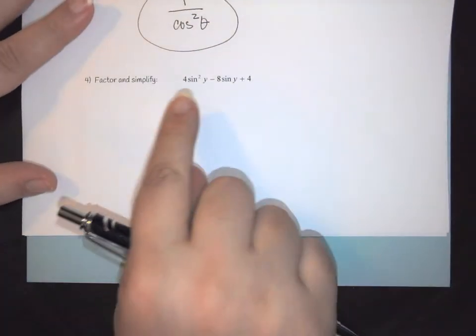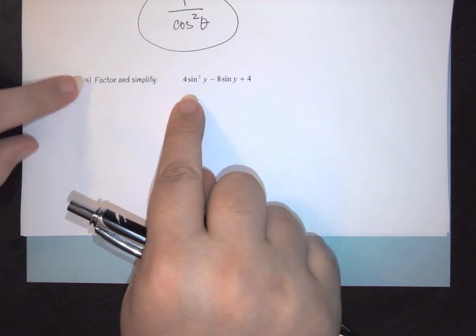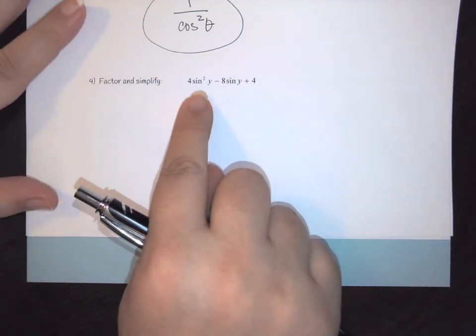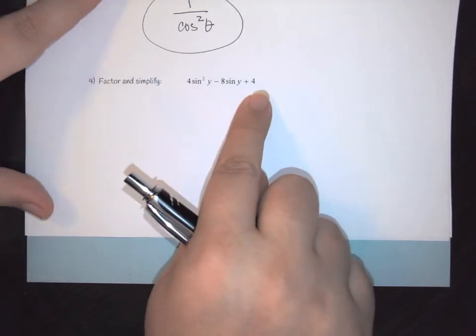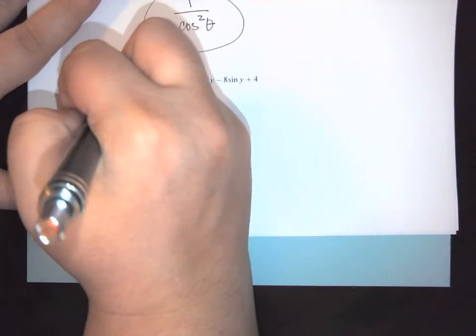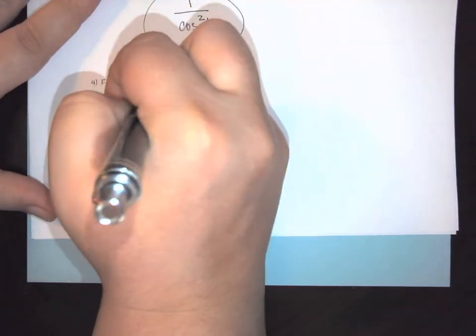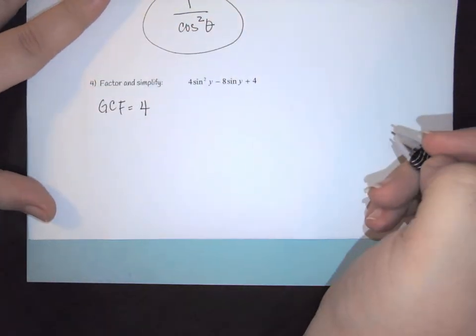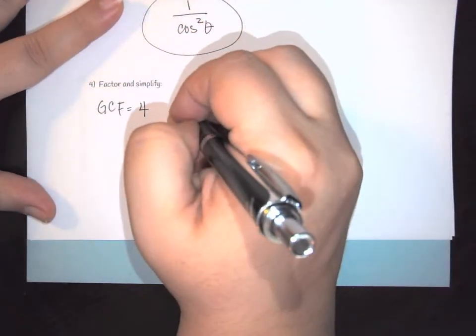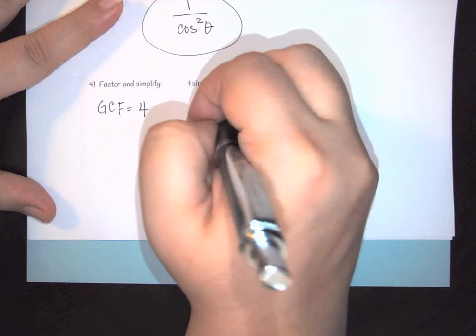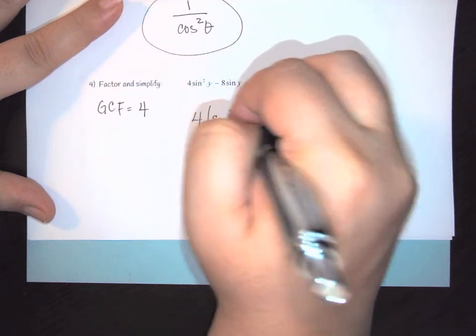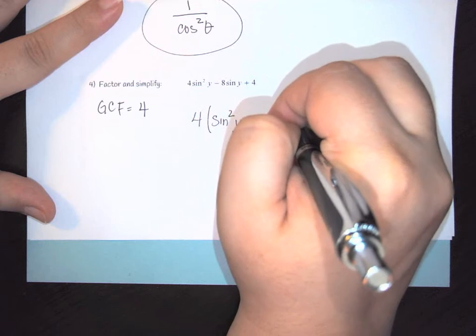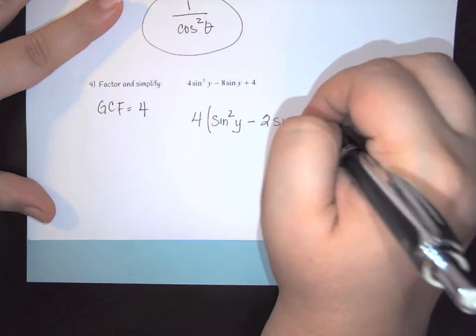Let's look at another. Here, I need to factor and simplify. So I have 4 sine squared y minus 8 sine y plus 4. So the first thing I need to note is that I have a greatest common factor here, which is 4. So anytime you have a greatest common factor, you have to pull it out. So pull out the 4, and what's left is going to be sine squared of y minus 2 sine of y plus 1.